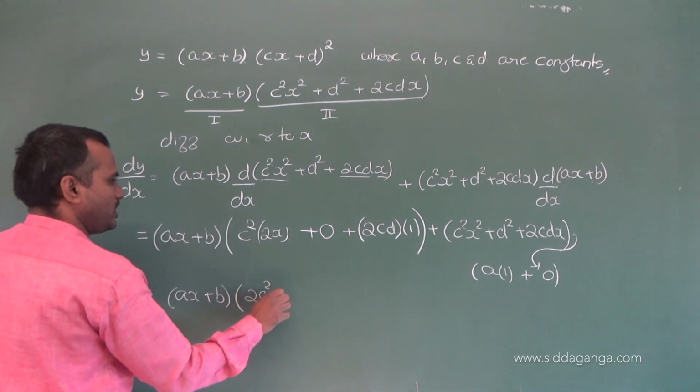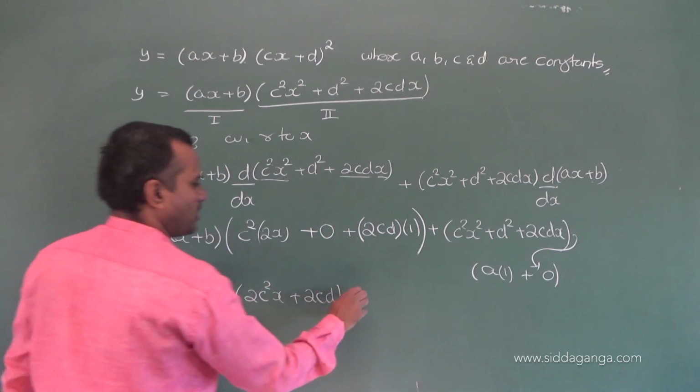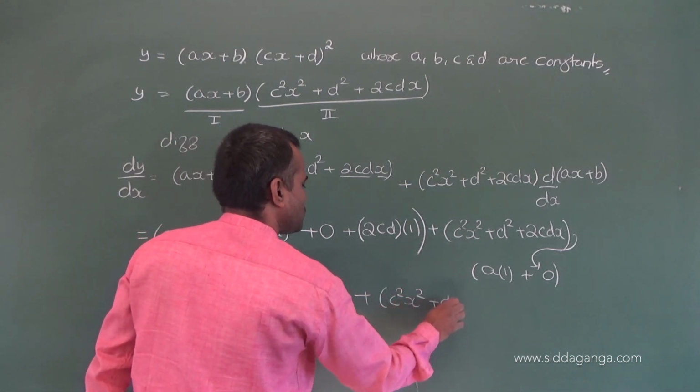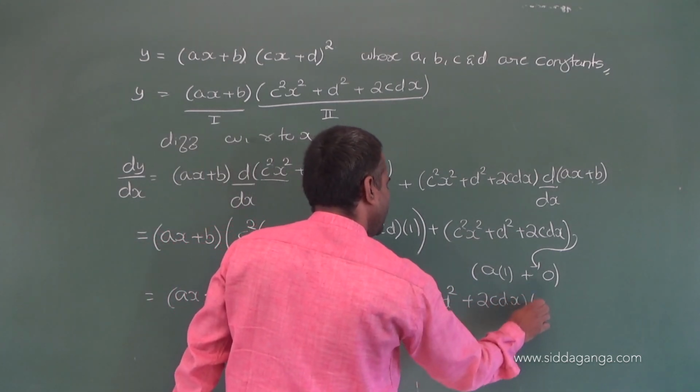One more step, if you want, we write 2c square x plus 2cd, this is over, plus c square x square plus d square plus 2cdx into a.